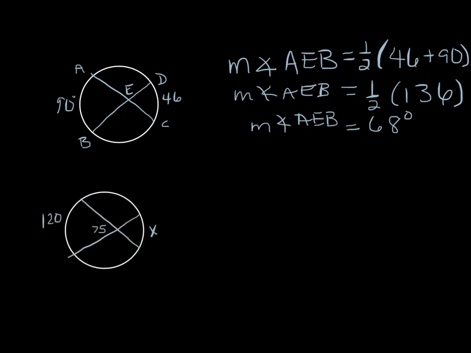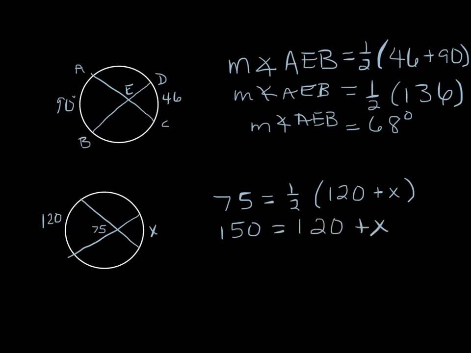In this example, if you notice it's slightly different, this time we are trying to find the measure of the arc that is intercepted. So we would proceed the same way. 75 degrees is equal to 1/2, or a similar way, 120 plus x. And now we have to get rid of that 1/2, so 150 equals 120 plus x. So x is equal to 30 degrees.